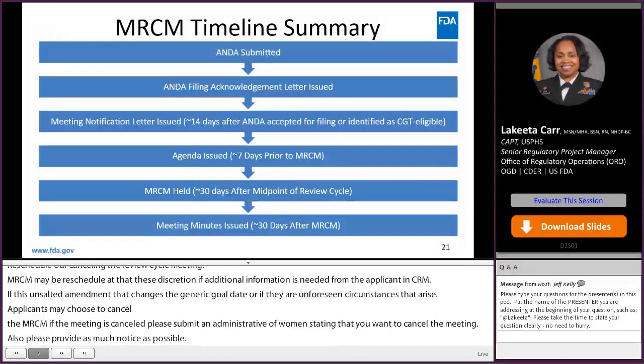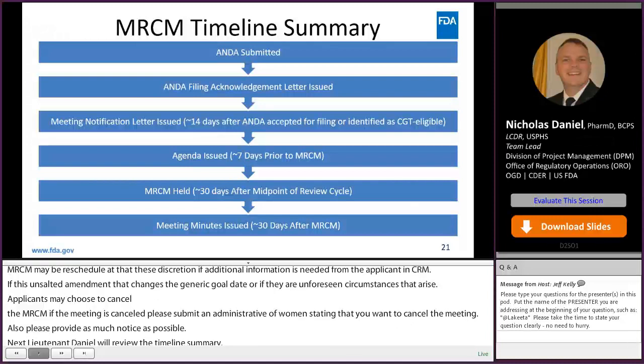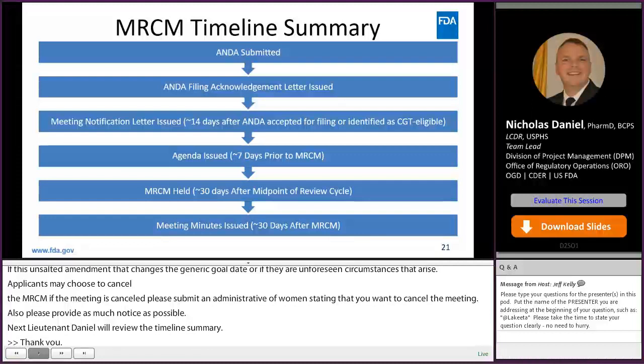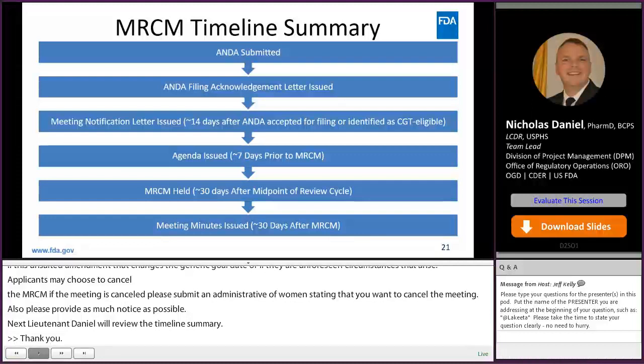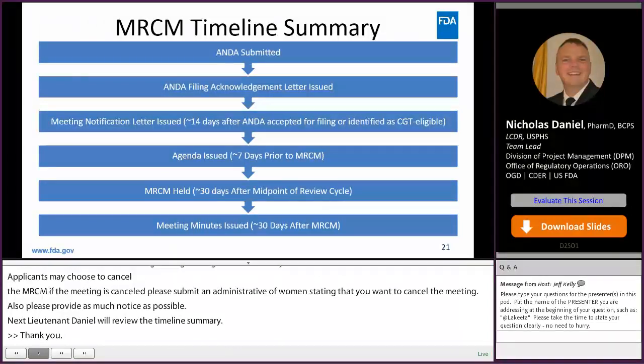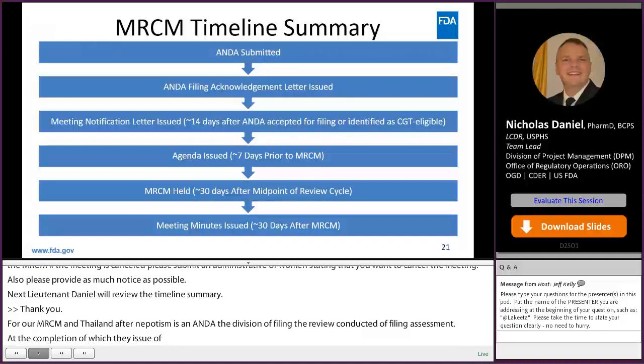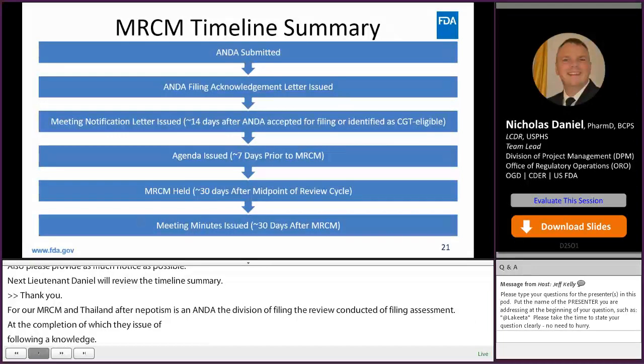Thank you, Captain Carr. For our MRCM timeline summary, after an applicant submits an ANDA, the Division of Filing and Review conducts a filing assessment, at the completion of which they issue a filing acknowledgement letter. About 14 days after the filing acknowledgement letter is sent, or the ANDA is identified as CGT eligible, the RPM for the ANDA issues a meeting notification letter.